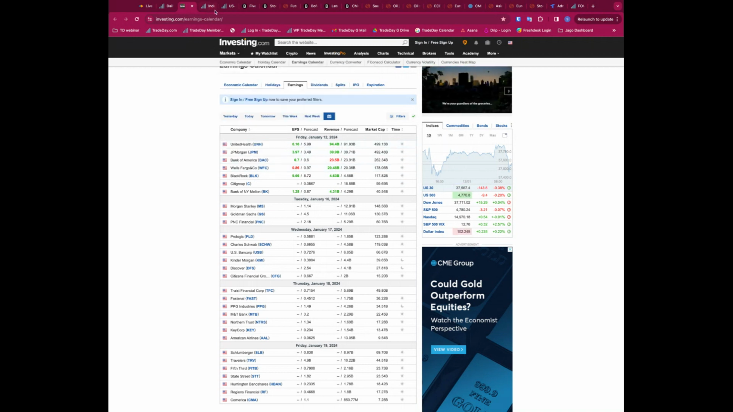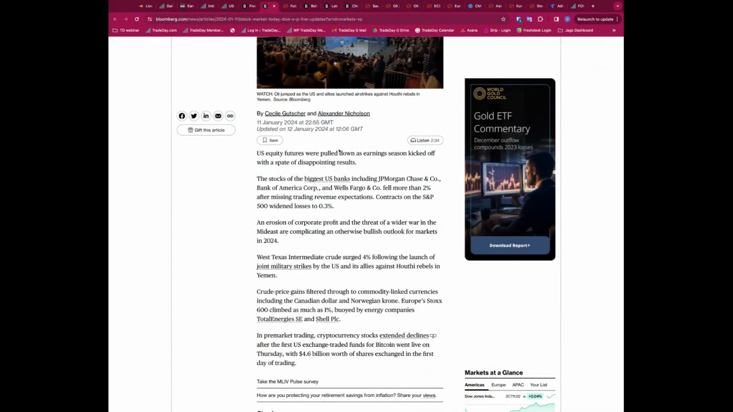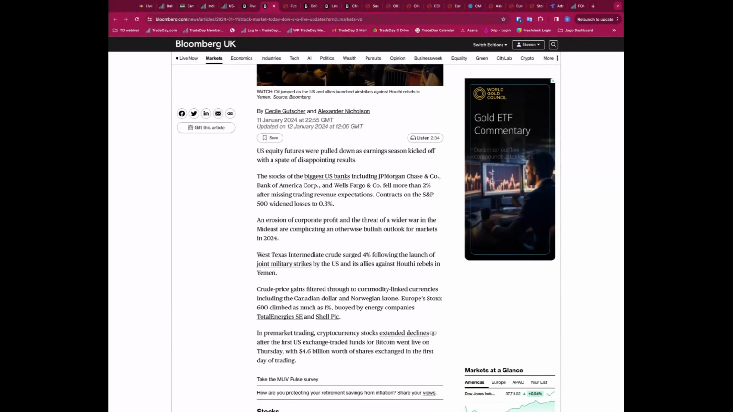But if I just jump forward to, where are we in here on my stock market? I think it's in this one. Yeah. So in here, the stocks of the biggest US banks, including JP Morgan Chase and Wells Fargo, fell more than 2% after missing trading revenue expectations. So it's the data behind the headline data that's caused the banking stocks to move down this morning. We're down between 2 and 3% on some of these major stocks this morning.